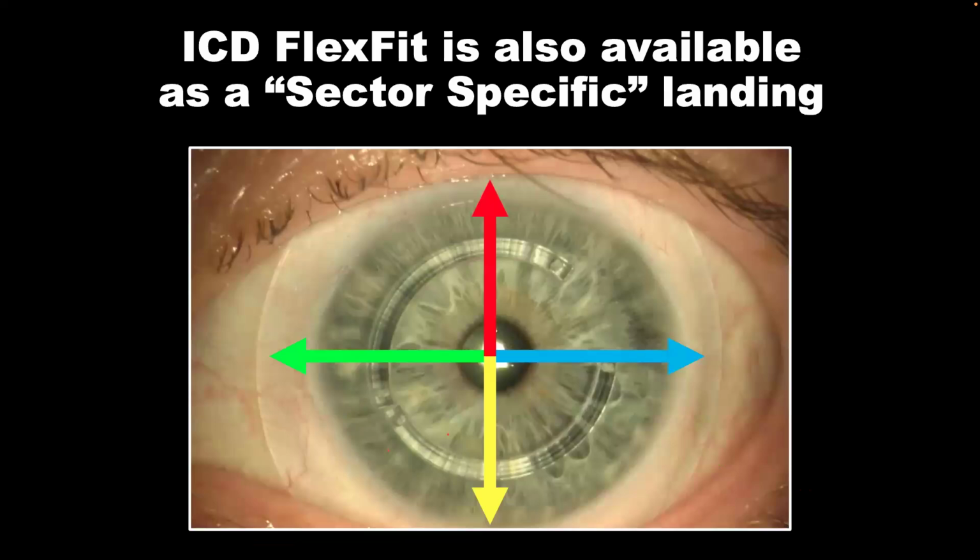The ICD Flex Fit is also available with quad-specific landing, but this is only available on the 16.3. So if you choose quad-specific, it's only available on the 16.3. And just so you know, the quad-specific begins at the limbus, so the changes will go from the limbus to the outer part of the lens.